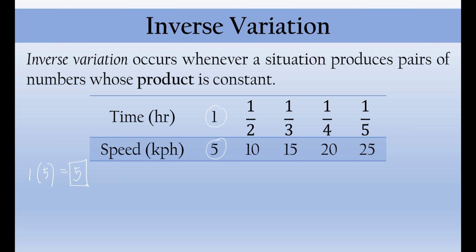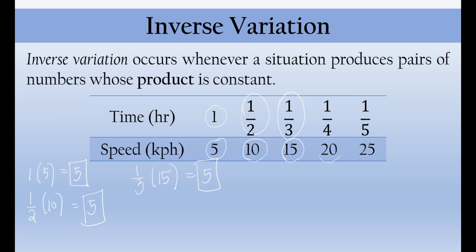Same as when you travel at the speed of 10 kilometers per hour, you will arrive at your destination after half an hour. Let us multiply the two values, 1/2 times 10. This will give us a product of also 5. If you travel at a speed of 15 kilometers per hour, you will arrive at your destination after 1/3 hour. Multiplying the two values, 1/3 and 15, will give us a product of 5.